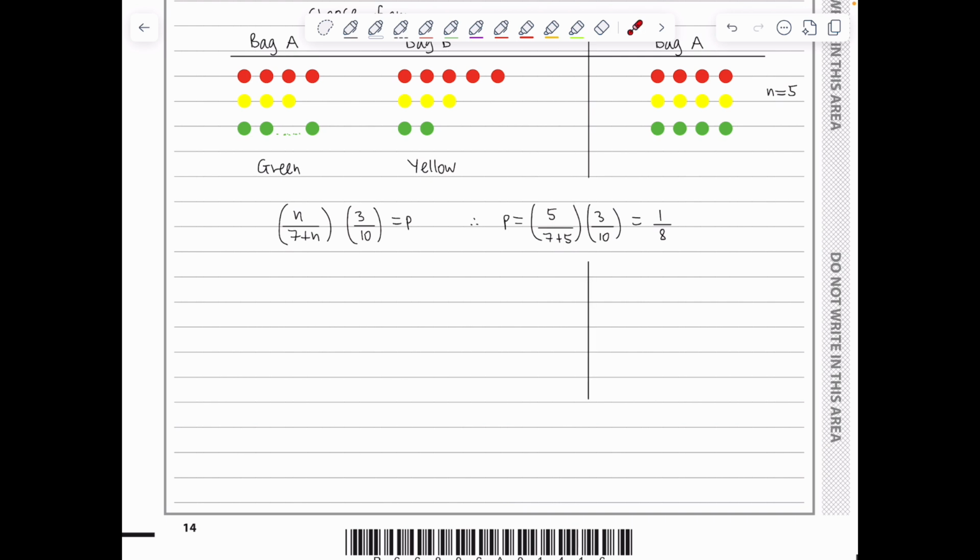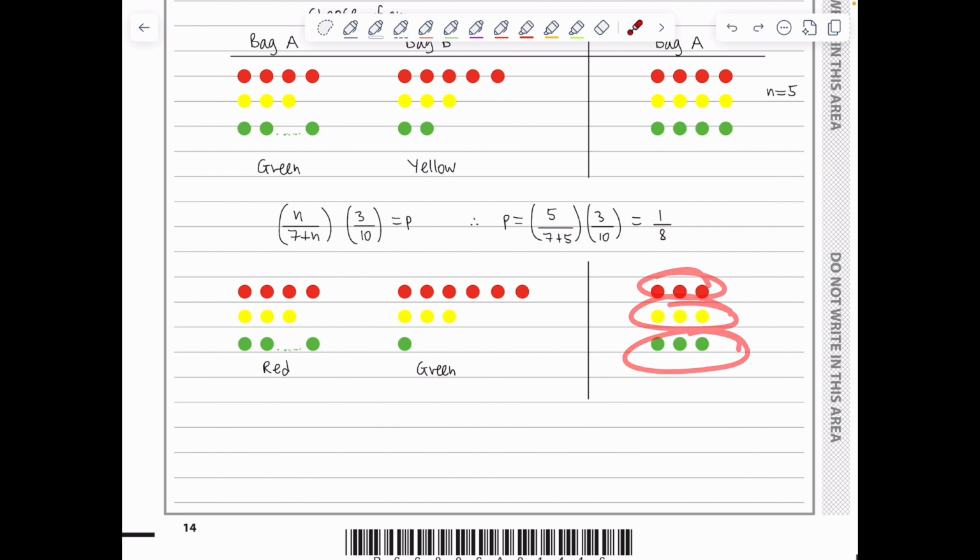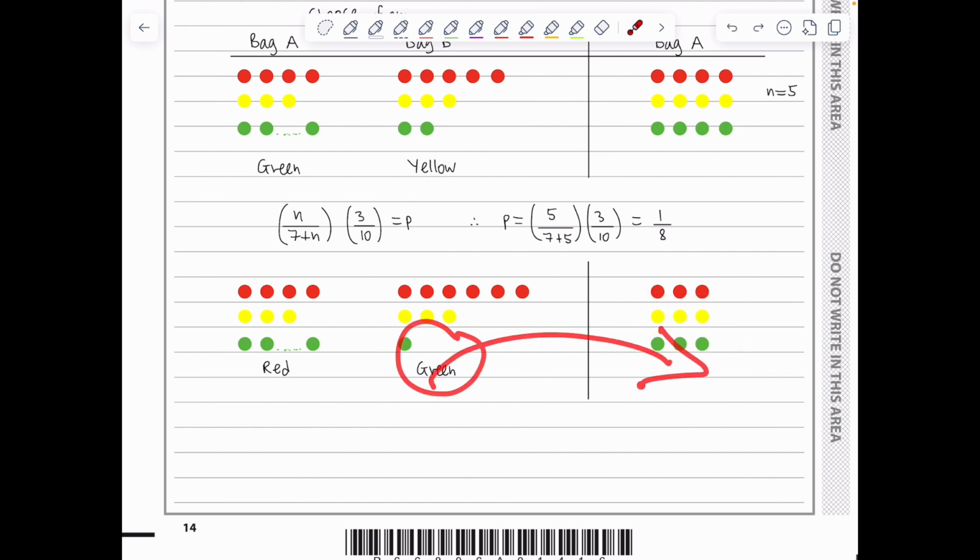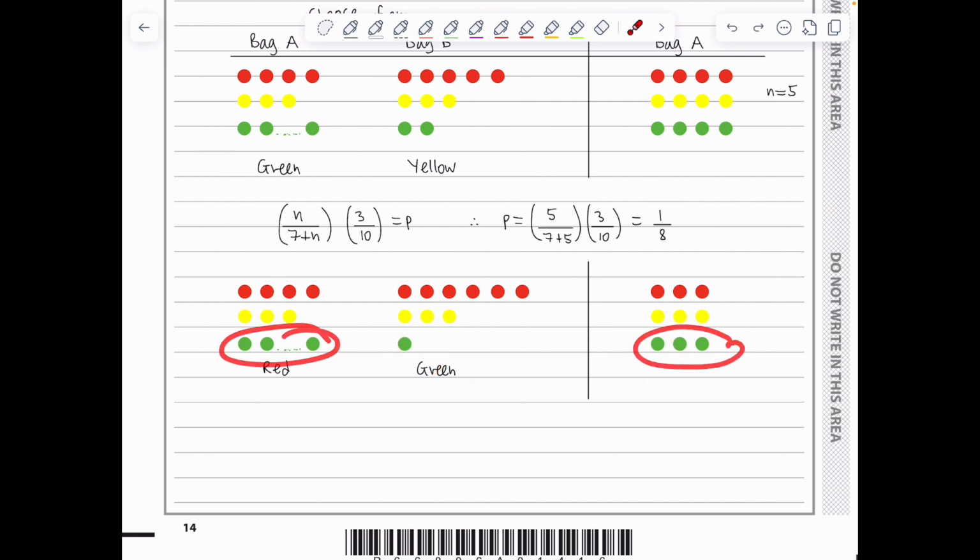Now an alternative scenario would be to start again from bag A. This is the initial setting. I will remove one of the red balls. So I pick a red ball from bag A. I put it into bag B, which now has 6 red, 3 yellow, 1 green. And then I remove a green one from bag B, ending up with 3 red, 3 yellow, 3 green. Now remember, I removed a green from bag B, putting it back into bag A. So for me to end up with 3 green balls, it means I started here with 2 green balls. So N here is equal to 2.